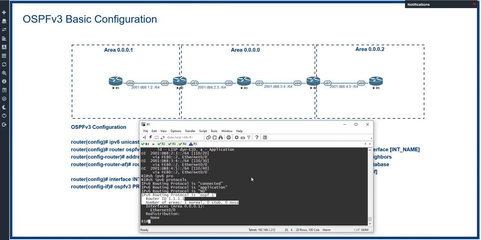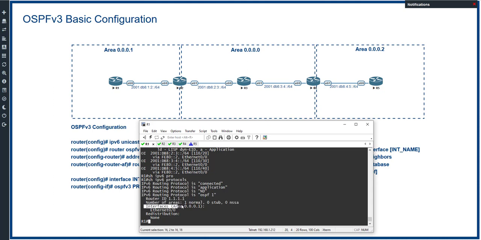Let me say that in OSPFv3 the concept of area types is exactly the same as OSPFv2. Okay, because of that now you know about the normal area, stub area, totally stubby area, NSSA area, and also totally NSSA area.